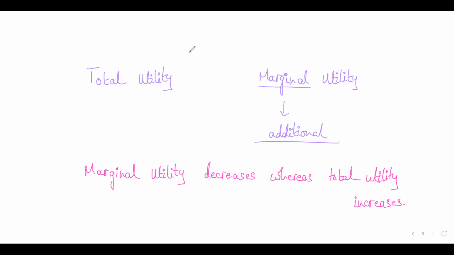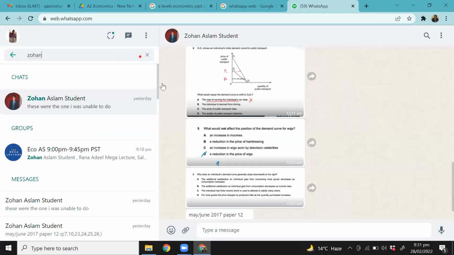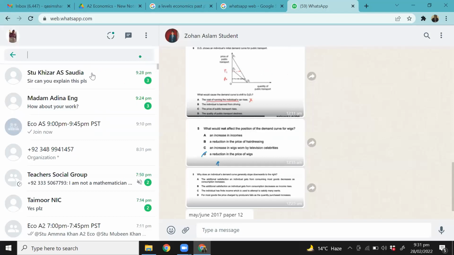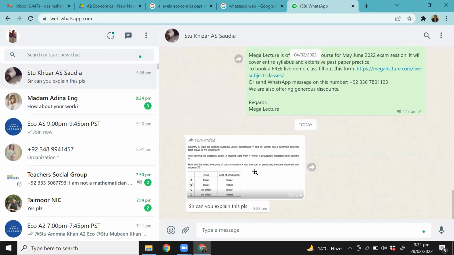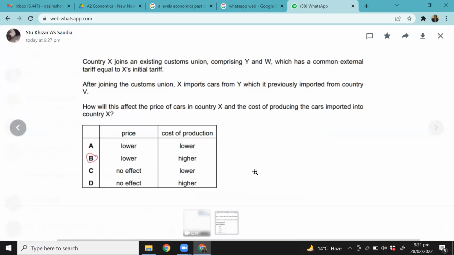Okay, so perfect, right? So A is the answer. So let's look at the questions that Khizr has shared with us. Country X joins an existing customs union comprising Y and W, which has a common external tariff equal to X's initial tariff.